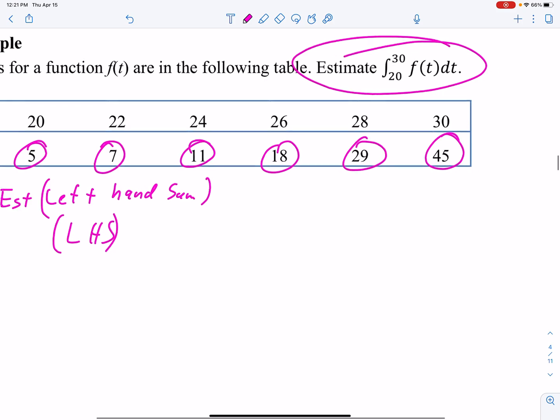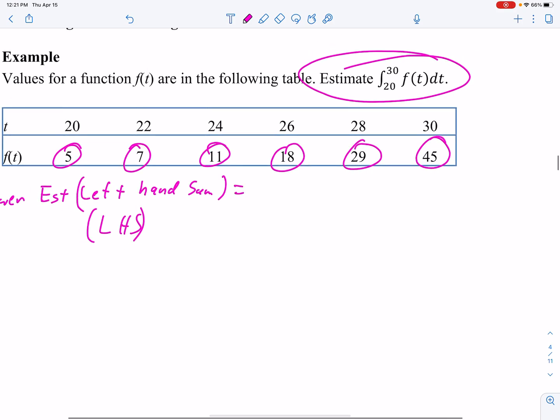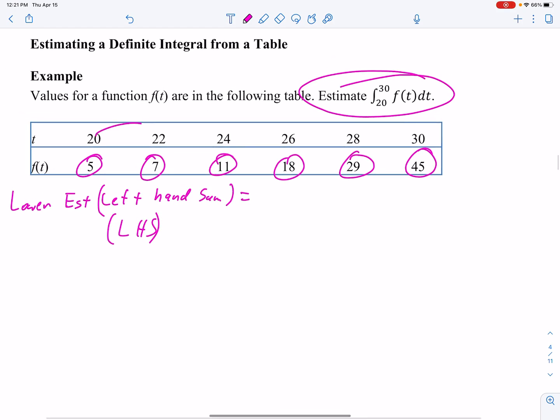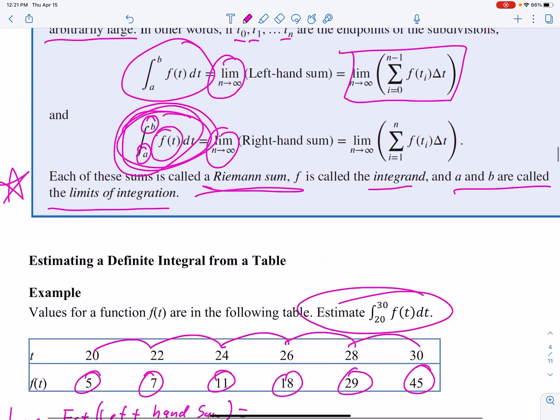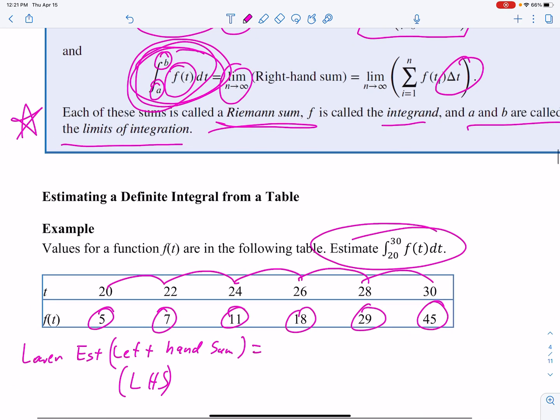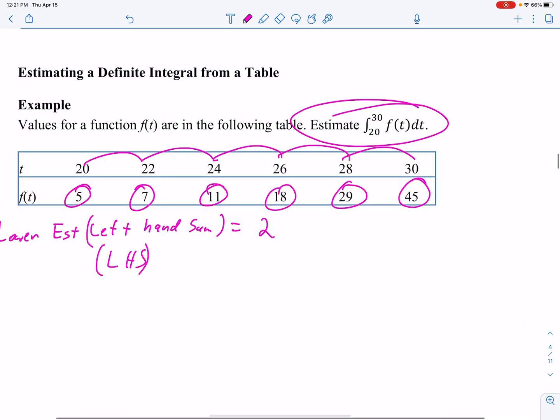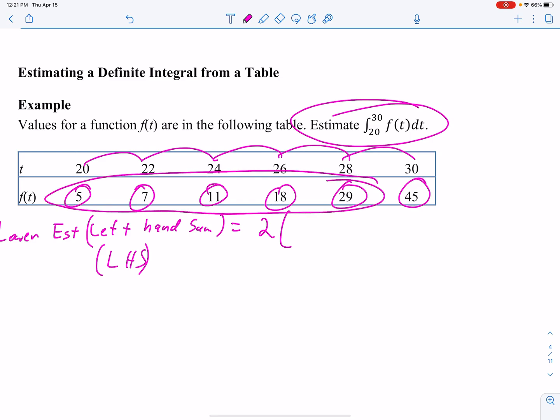So we're going to do what we did before. Notice the time intervals are all 2, so that delta t that they're asking you about right here, delta t is 2. So we're going to put that here. Then for the lower estimate, we're going to add up the first 1, 2, 3, 4, 5 y values. Let me write it in function notation first, then I'll put the values in.